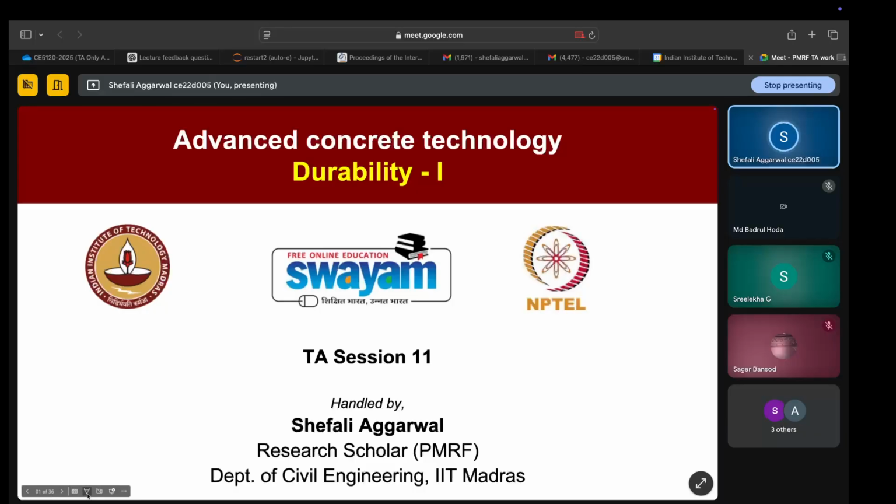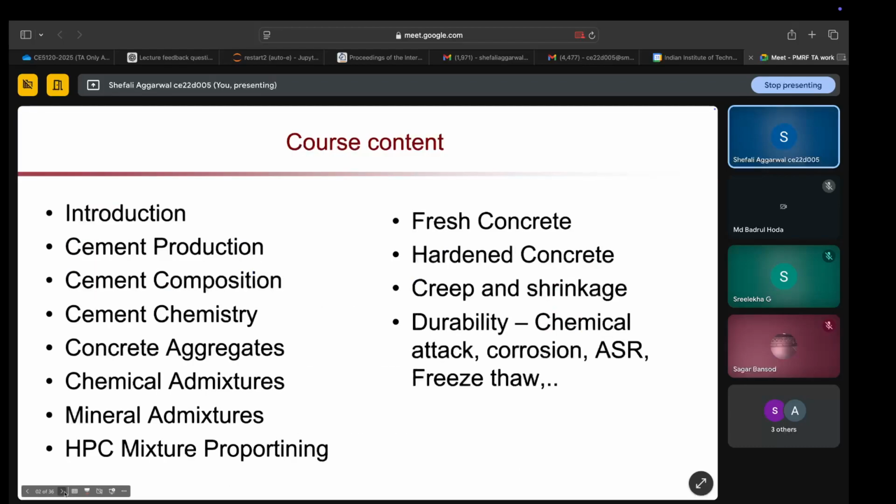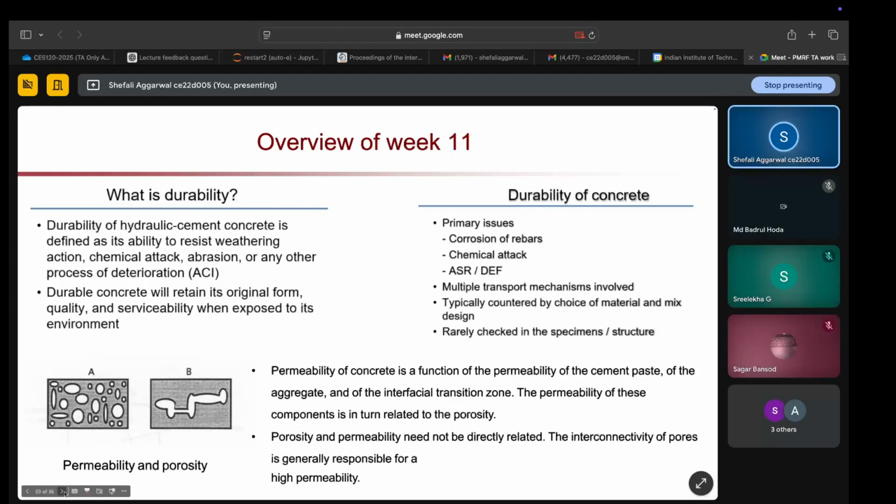Okay, in that case, we will start the session for today. So, we are at the last topic of our course. We will start durability this week, and half of the part will be done this week and the other half in next week's class. And a little overview of what exactly durability means.